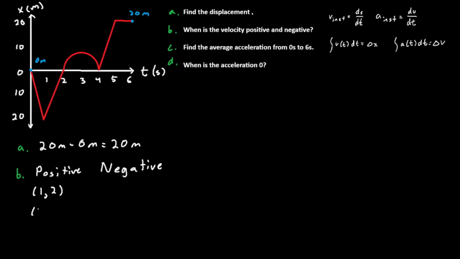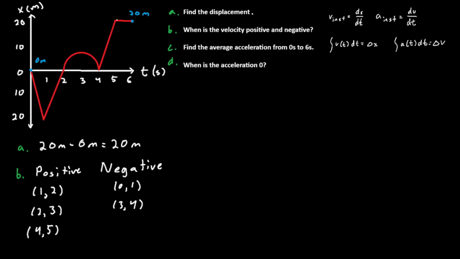2 to 3 is also positive for your velocity. But from 3 to 4, your slope is negative. And at exactly 3, your velocity is actually 0, because the tangent line is just horizontal. But from 3 to 4, your velocity is negative. And from 4 to 5, your velocity is positive because the slope is positive. So from 4 to 5, positive, and the negatives are from 0 to 1, because the slope is negative from 0 to 1, and we already said that 3 to 4 is negative as well.